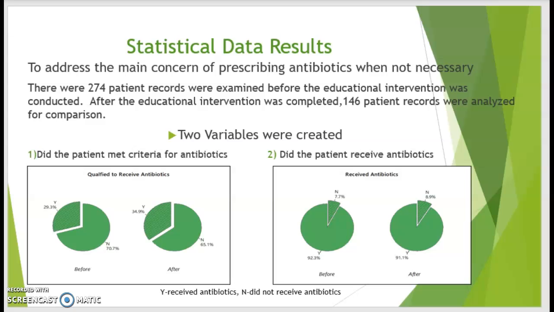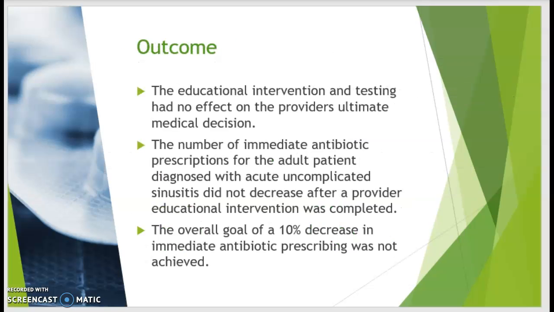A two-sample test of proportions was conducted to determine if the percentage of patients who received antibiotic treatment was reduced. The results of that data indicated there is no significant difference in the proportions before or after the educational intervention. Therefore, the educational intervention had no effect on the provider's ultimate medical decision-making. The number of immediate antibiotic prescriptions for the adult patient diagnosed with acute uncomplicated sinusitis did not decrease after the provider educational intervention was completed. The overall goal of a 10% decrease in immediate antibiotic prescribing was not achieved.